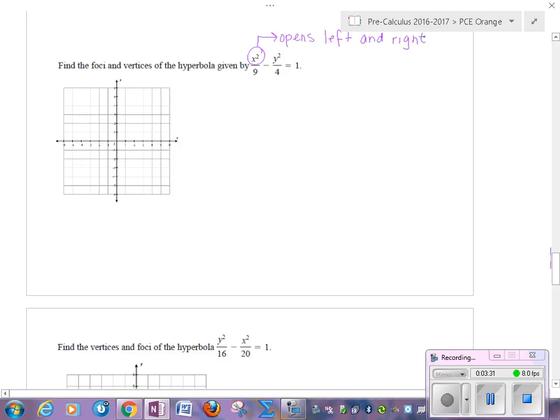So the branches of our hyperbola are opening to the left and to the right. Because this is an x squared and a y squared, this is centered at the origin. If you want, you can go ahead and plot that point right there at the origin. That's going to be your center.